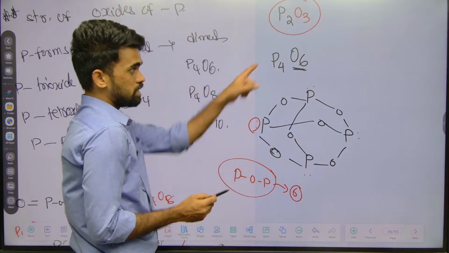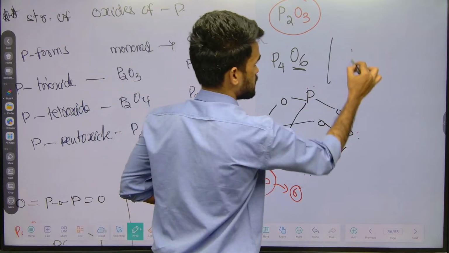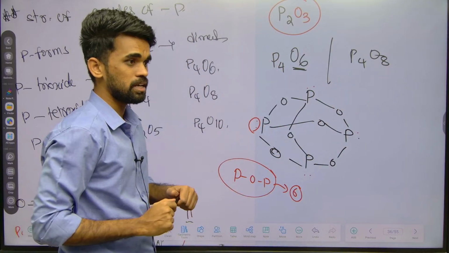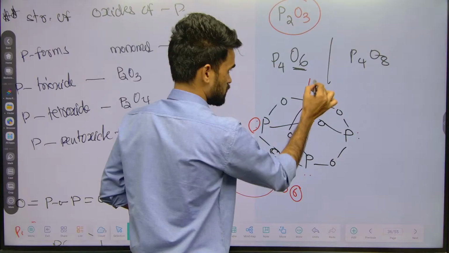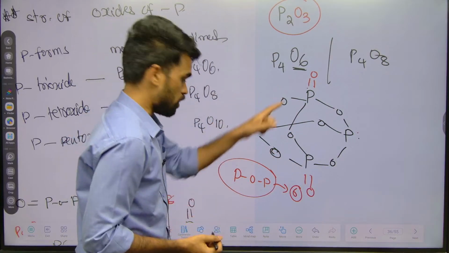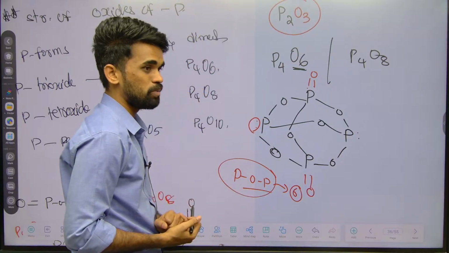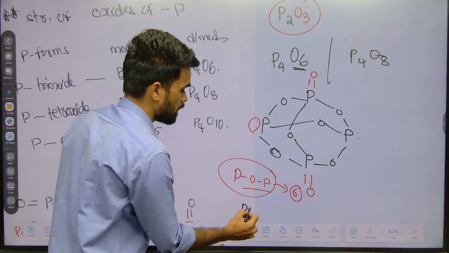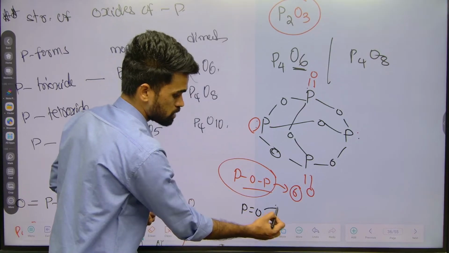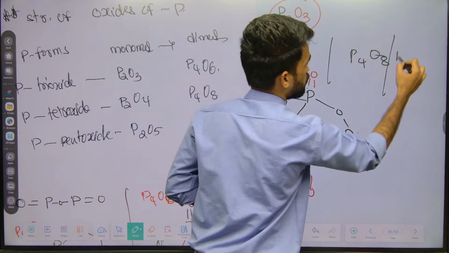Okay, this is P4O6. Next case is P4O8. How many extra oxygens are we seeing there? You insert one oxygen over here, another one here. The number of POP bonds again, how many? 6 only. What have they added extra? P double bond O, how many bonds? 2. Next compound is P4O10.